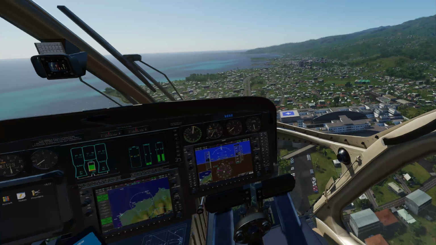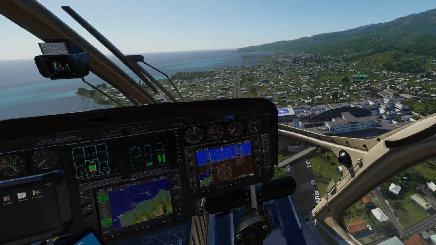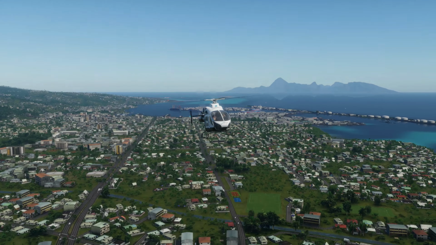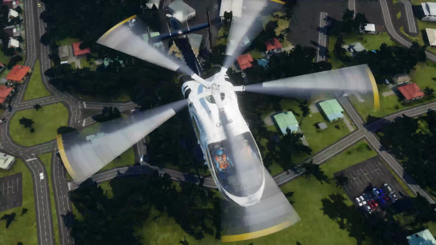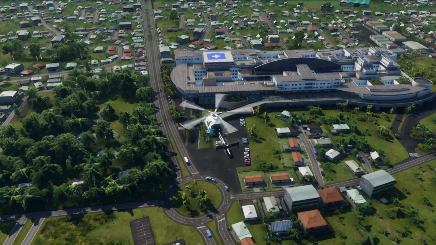The 902X is quickly becoming my favorite light twin to fly in any sim platform. It's a lot of fun, and I really can't wait to see the additional features that come to the model as it's still in early access and comes closer to full release.